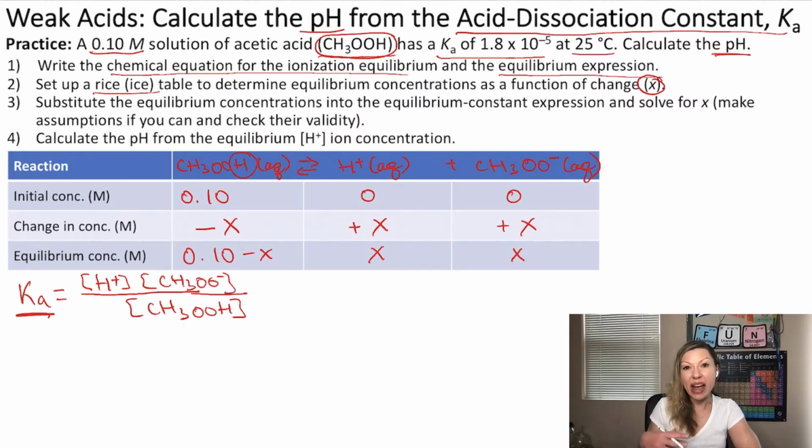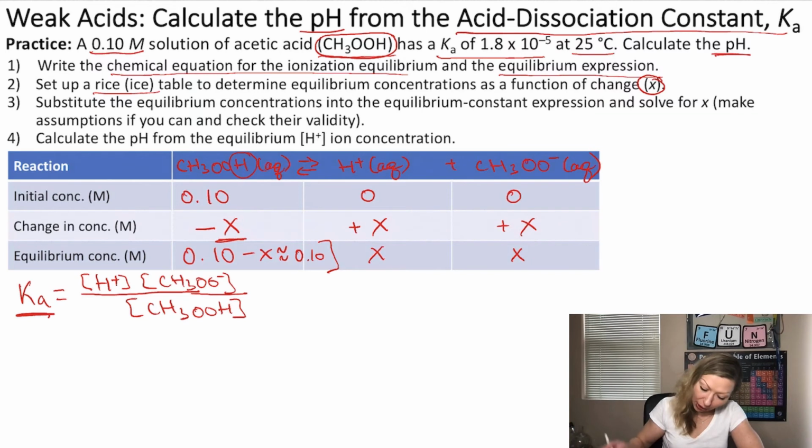As you can see from the equilibrium expression, I would end up with a quadratic equation. Now I want to make my life easier and make some assumptions to not have to solve a quadratic equation. In this case, I'm going to assume that the change in concentration during this reaction is so small, so my x is so tiny, that 0.10 minus x will still approximately equal 0.10. This is an assumption that makes it easier to calculate the pH, but I'm going to check its validity later.